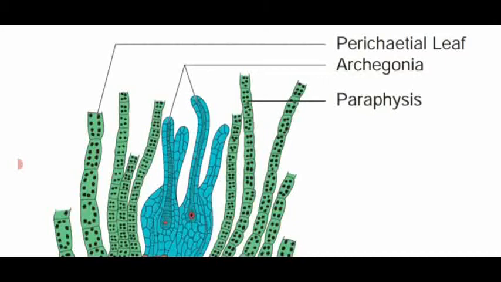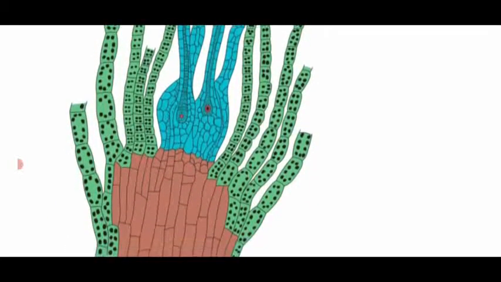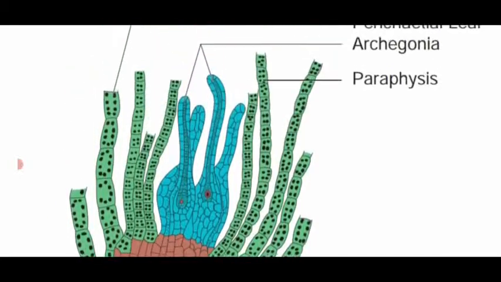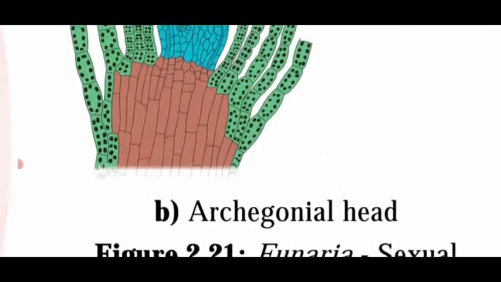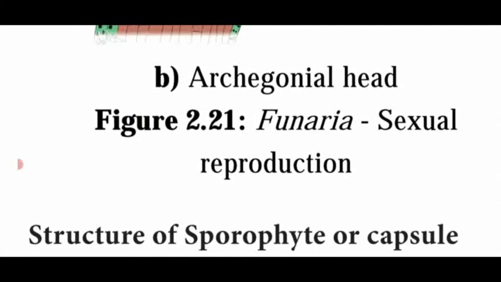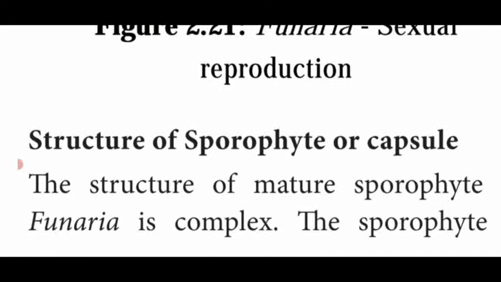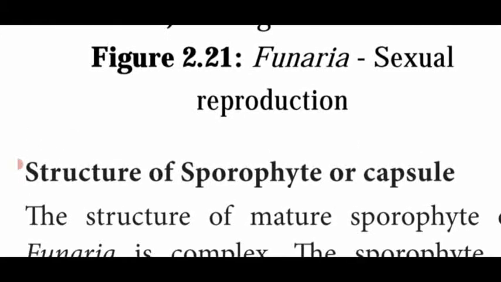Only one anthrozoid fuses with the egg to form a diploid zygote. So the diploid zygote is the first cell of the sporophyte. Dear students, thus Funaria shows sexual reproduction. Next, we are going to see the structure of the sporophyte or capsule.